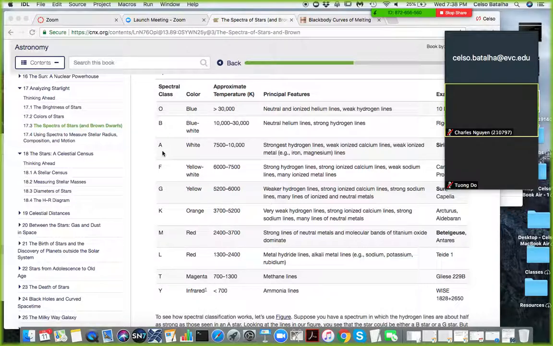OBAFGKMLTV. Oh, be a fine girl or guy, kiss me. That is how I learned spectral classification in school in my young days, and that's the sequence you can read in several books. But now you have an extended part of the M group, those that are even cooler than M stars, and they are pretty much associated with brown dwarfs, with stars that are not producing hydrogen fusion reactions in their core, but they are still under classification.